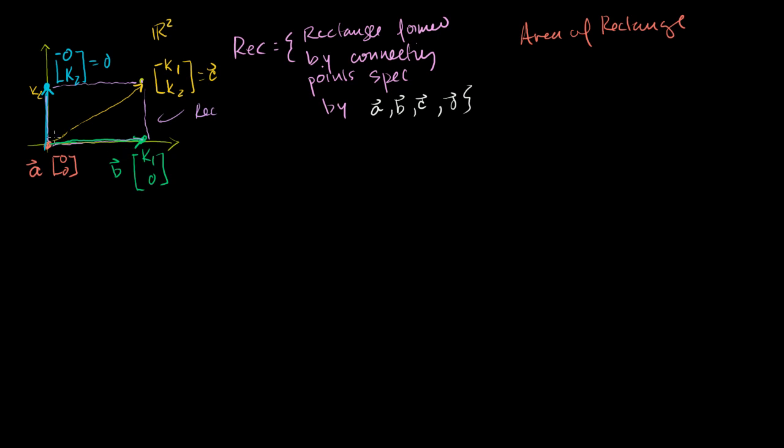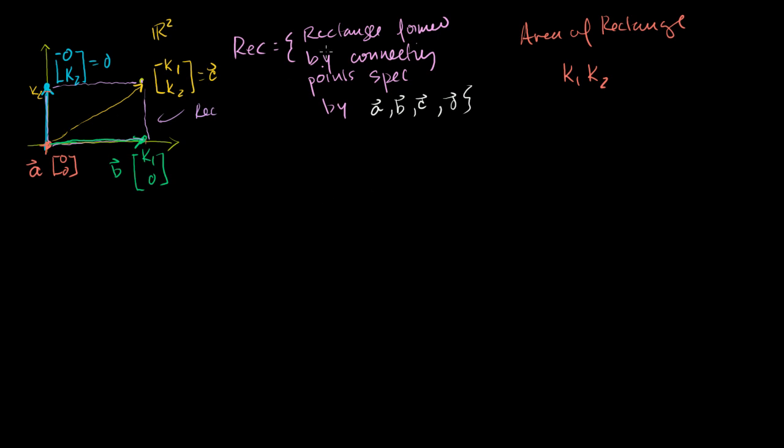What's the area within this rectangle? Well, it's just base times height. The base has length k1, right? The distance from here to here is k1, so it's just k1. And then what's the height? It's the distance from here to here, which is just k2. So it's just k1 times k2. That's fairly straightforward. I haven't shown you anything that fascinating just yet.